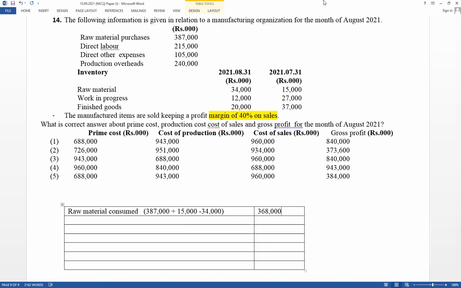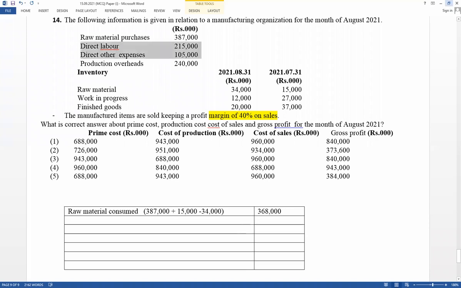Think, in the manufacturing account, raw material consumed should be included. Those are things you have to keep in mind. Sometimes raw material consumed is given directly. If it is given directly, in this situation, there is no need to adjust raw material inventory. If it has given raw material purchase, you have to adjust raw material inventory. Direct labor and direct other expense are also part of prime cost.